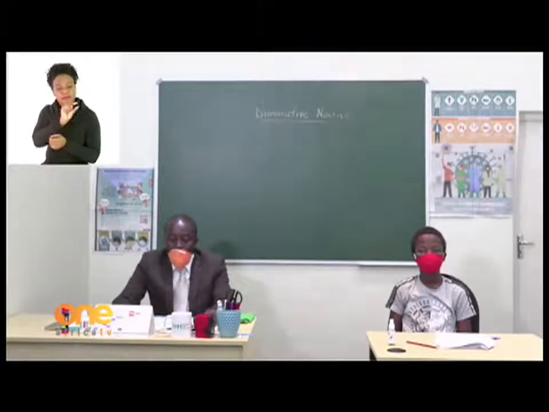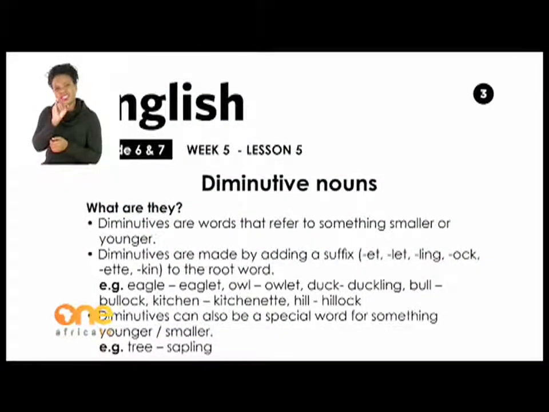Diminutives are words that refer to something smaller or younger. This is on page three of your booklet. Right, diminutive nouns are words that refer to something smaller or something which is younger. Remember about young ones of different animals. And then we have also small things. For instance, a river, Okavango River, a small Okavango is called a rivulet. And then a young one of a dog is a puppy. And then we also have a young one of a cat is a kitten.